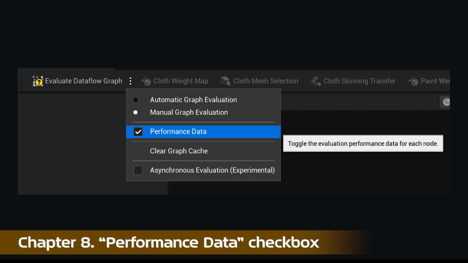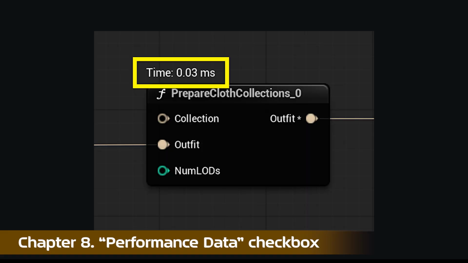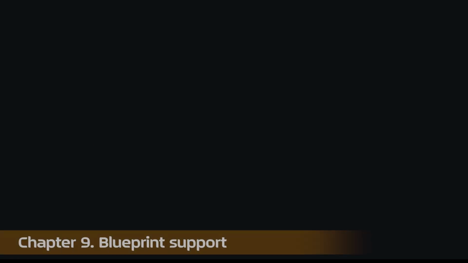Performance data. This is an option that you get to if you click on these three dots next to Evaluate Data Flow Graph. And you can see here that there is a checkbox that you can enable. By toggling on performance data, a time in milliseconds is displayed above each node in the data flow. So you can see here as an example, above this node, there's a time of 0.03 milliseconds.